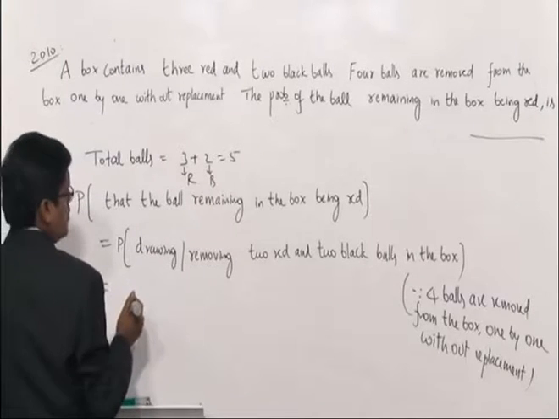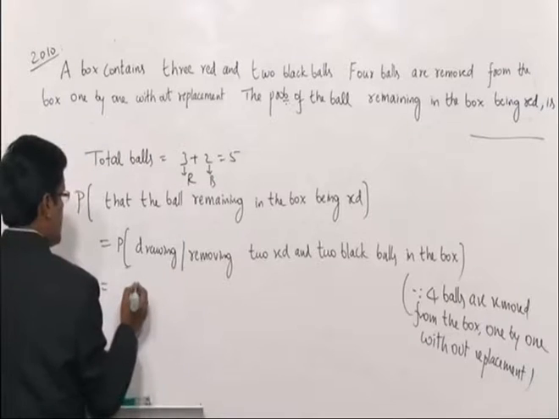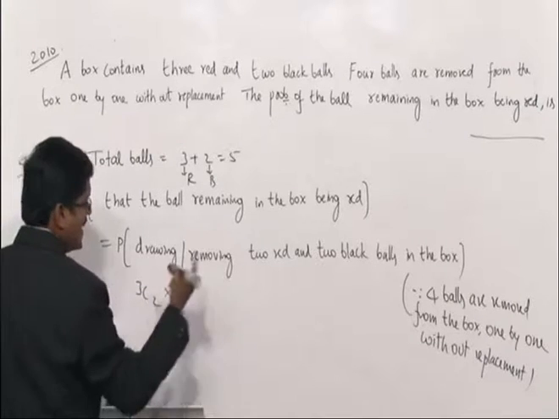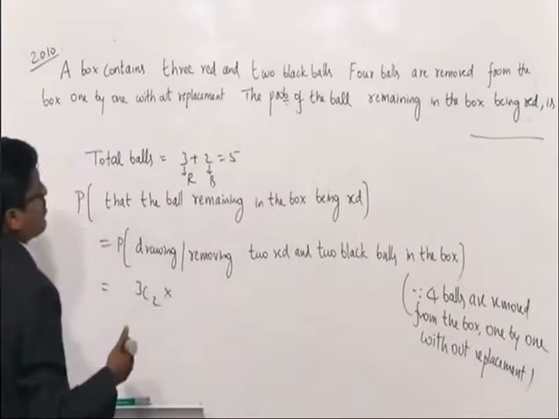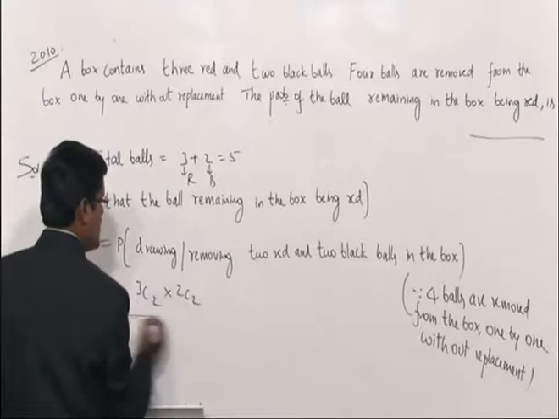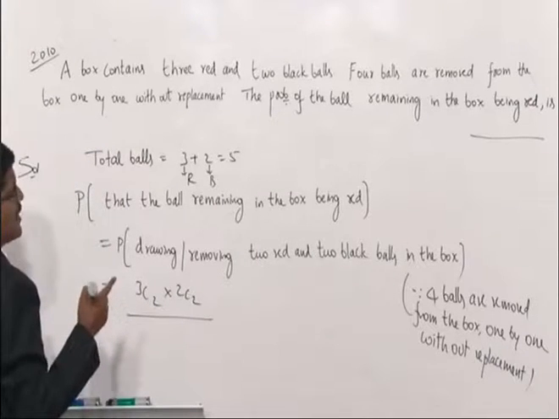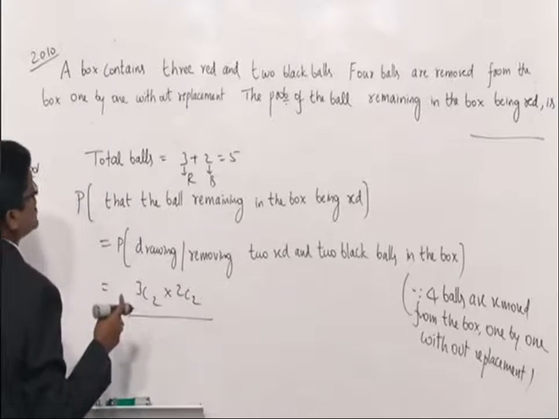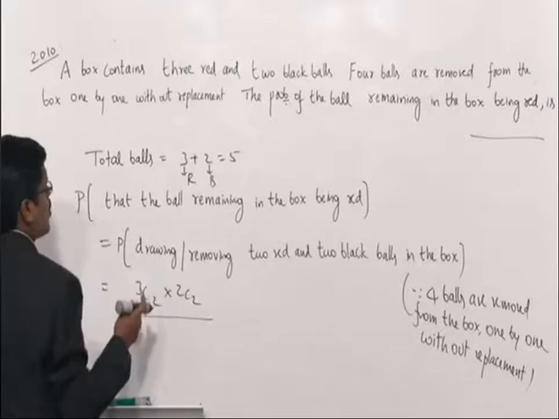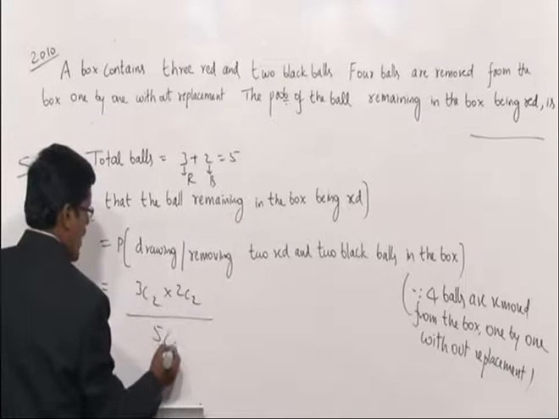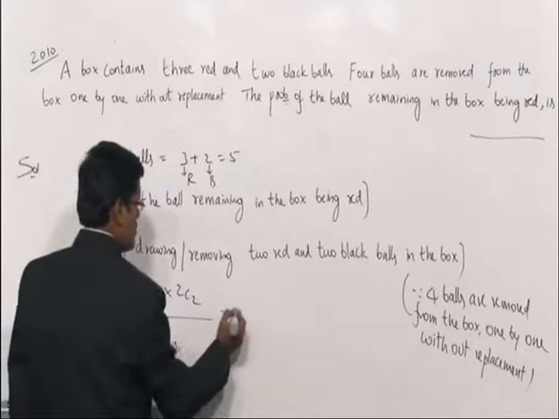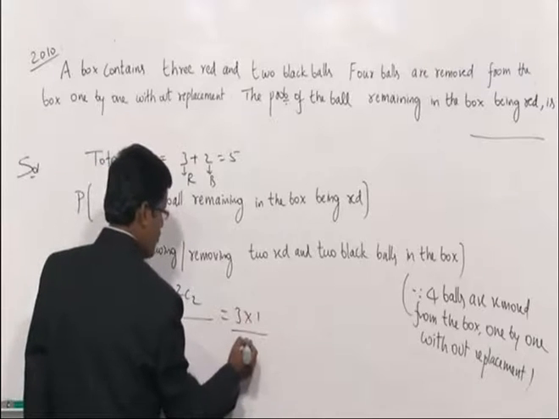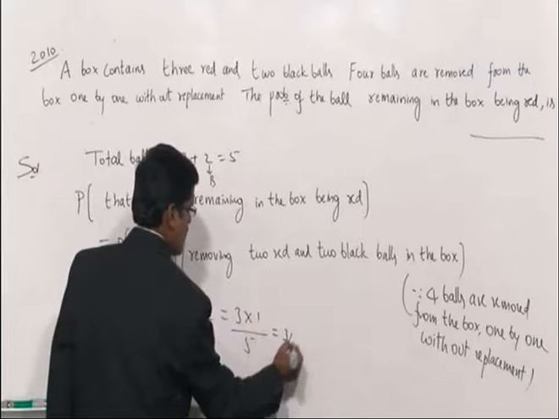So, 2 red balls from 3 red balls can happen in 3C2 ways, and multiply 2 black balls from 2 black balls can happen in 2C2, divided by the 4 balls taken. Okay, those 4 balls are removed from the box containing total 5 balls, which can happen in 5C4 ways. So 3C2 means 3, 2C2 means 1, 5C4 means 5. Answer is 3 by 5.